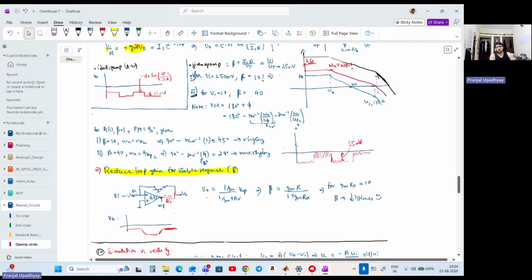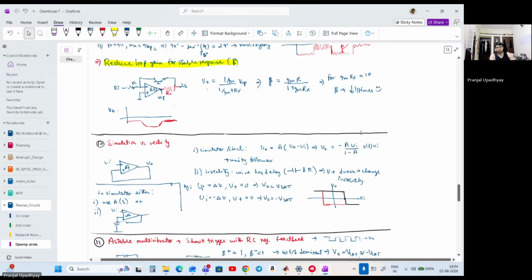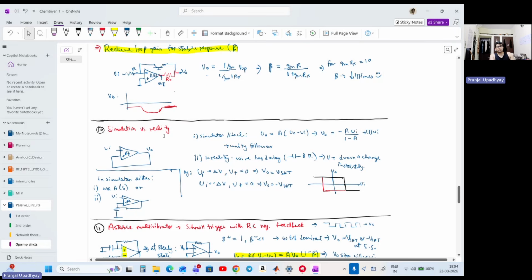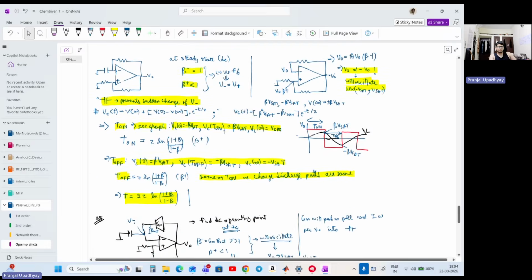So beta, initially it was GM/R, but now it becomes GM/R divided by 1 plus GM RX. So if GM RX was 10, now the beta will decrease by 11 times. That means the stability will really improve by a huge margin. Cool. Now let us discuss one of the last scenarios, and then maybe in the next video we'll start our discussion of positive feedback, and then this op-amp circuit topic can be wrapped up.